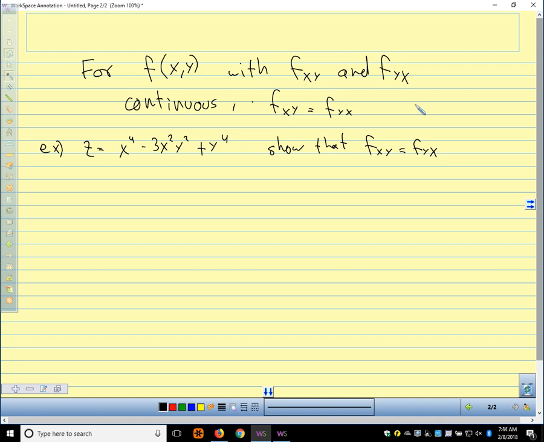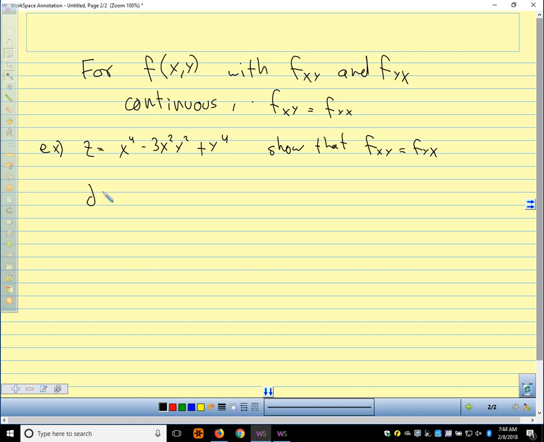So that just means we need to take the mixed partials and see if they're equal. This is a polynomial, so we know it behaves nicely. If we have some other strange function, we might end up with a function that's not necessarily continuous, and maybe our mixed partials would not be equal. This one should be. All right, let's take some derivatives.